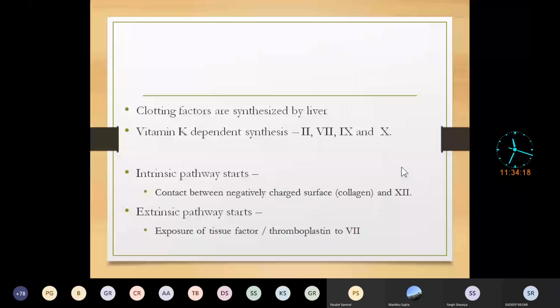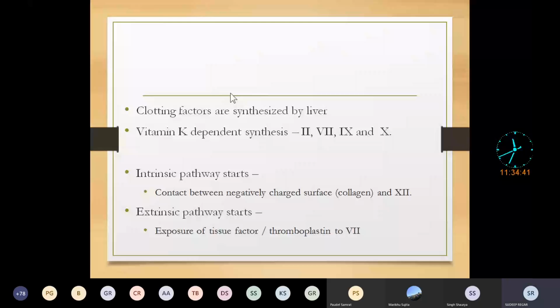You have to know that the vitamin K dependent coagulation factors are also there, which are 2, 7, 9, and 10. This is very, very important, and you should know. The clotting factors are synthesized by the liver. These clotting factors are also proteins.